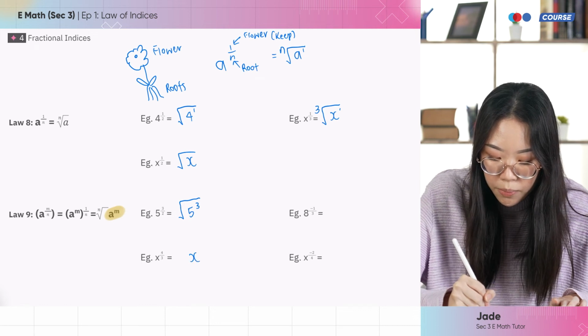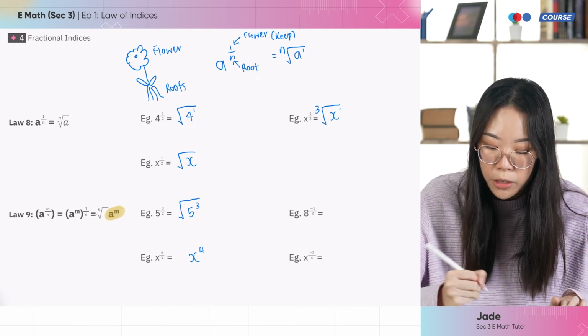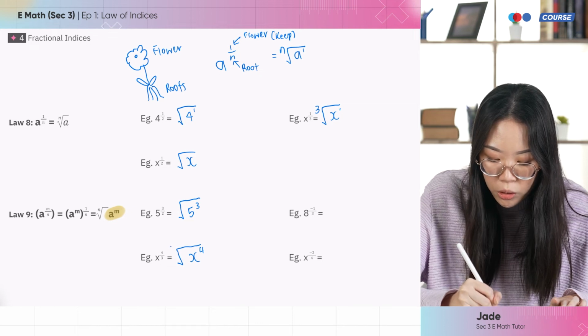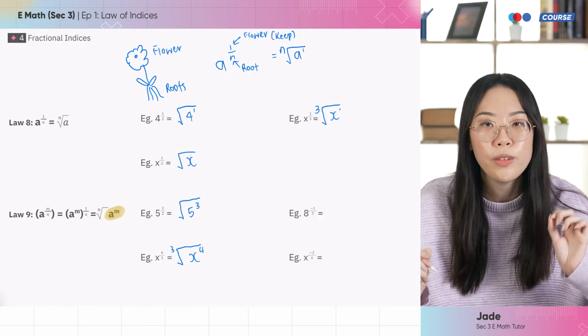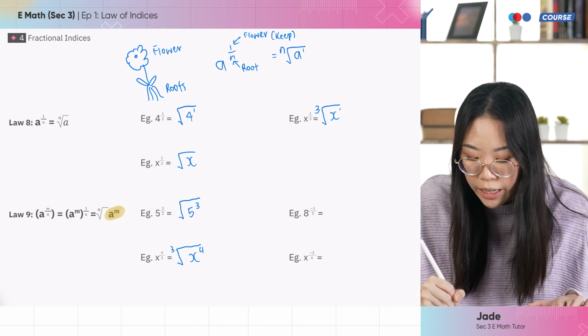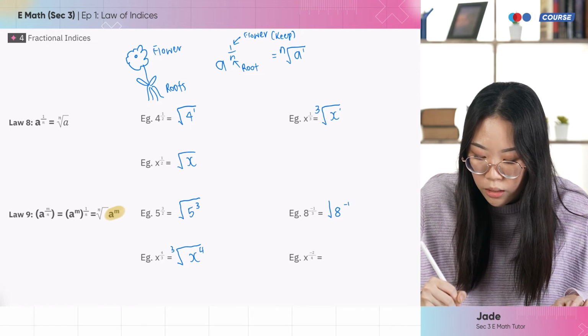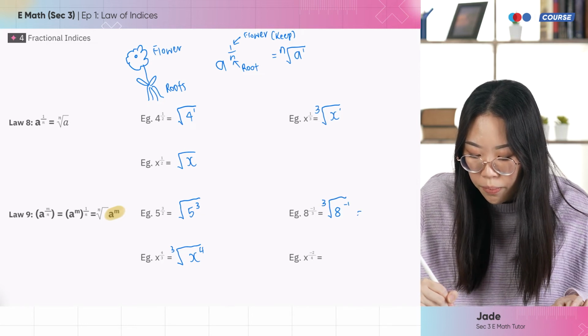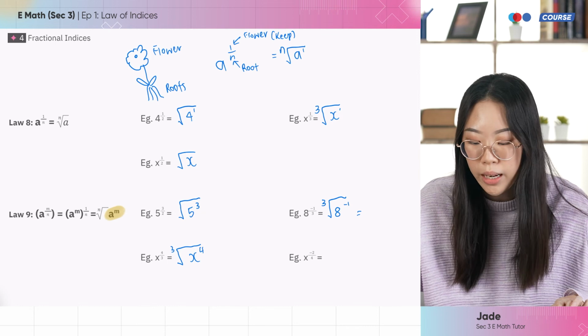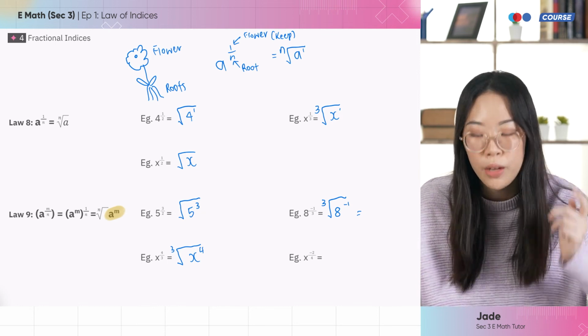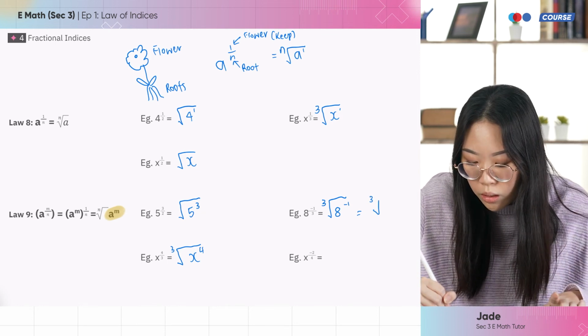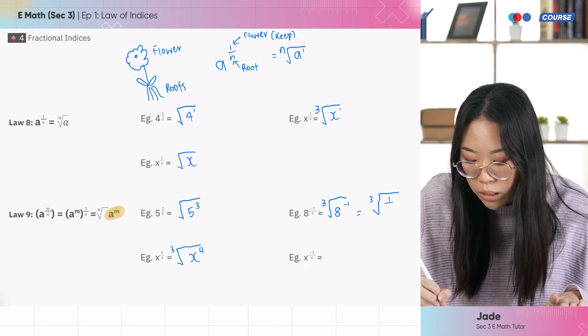Moving on, if we have x to the power of 4 over 3, we want to keep the numerator, which is x to the power of 4, and cube root the whole thing. Lastly, we have 8 to the power of negative 1 over 3. This one involves a bit of negative indices, but not to worry. We will keep the numerator and cube root the whole thing. So 8 to the power of negative 1. To get rid of the negative sign, we flip it over. So we get the cube root of 1 over 8.